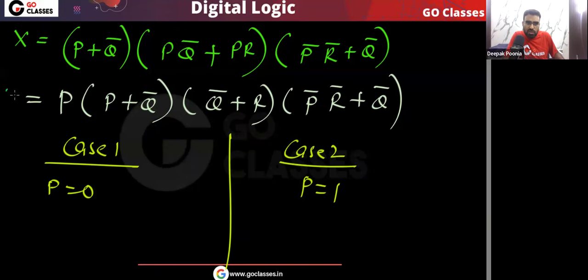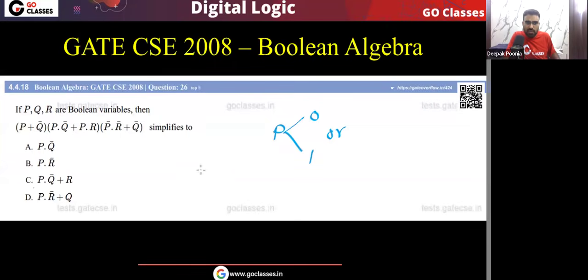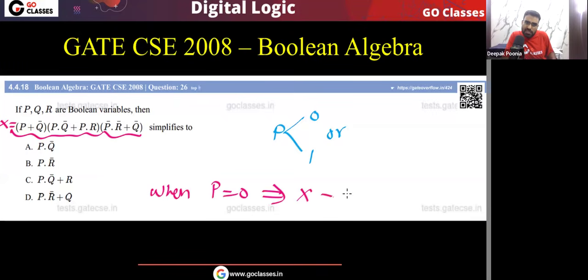So if P equal to 0, clearly you can see 0 and anything will be equal to 0. So remember, when P equal to 0, then X will be equal to 0. Let's call this X. So now you can notice that when P equal to 0, then X is equal to 0. Now you just see which option is gone. Which option can you eliminate? If I put P equal to 0, I must get 0.